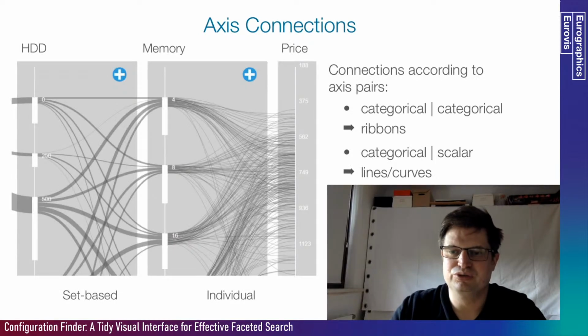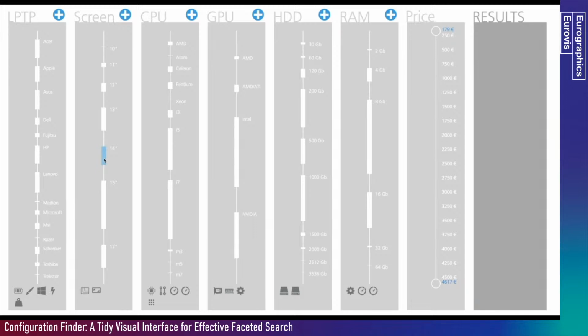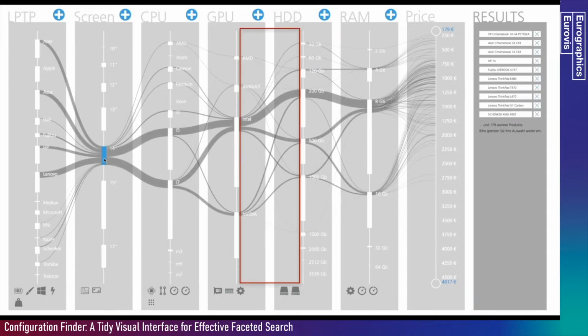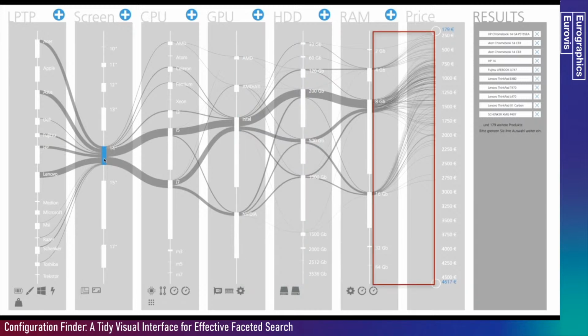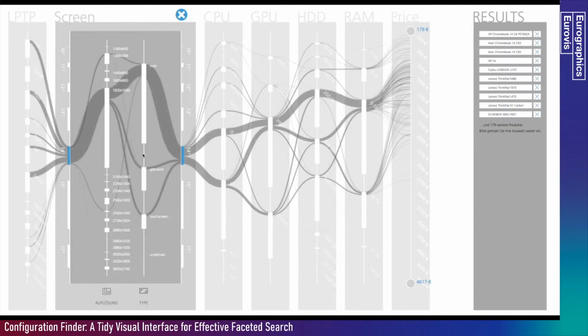As a second step, we reduce the number of connections according to the individual axis pairs. It makes sense to treat scalar or continuous attributes with only a few existing attribute values as categorical axes, such as HDD or memory. However, of course not the price, where we prefer individual lines instead. As soon as the first attribute value is chosen, the connections come into play, in order to show quantitative relations as ribbons between categorical axes and individual curves between categorical and continuous axes. Choosing an attribute value of a sub-axis is done in the same manner and affects the global filter as well.